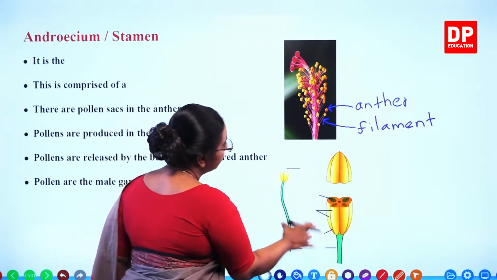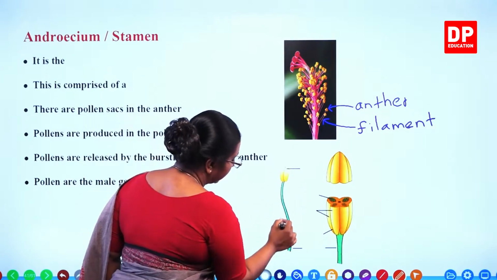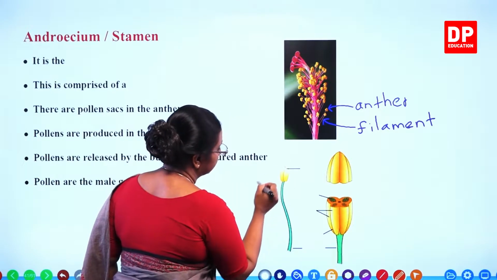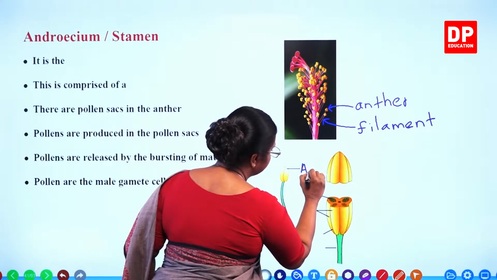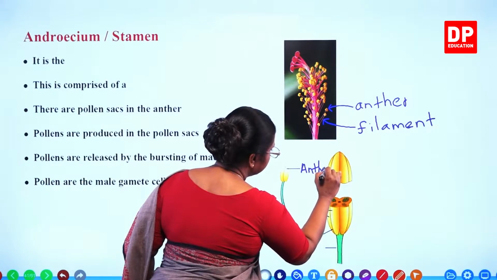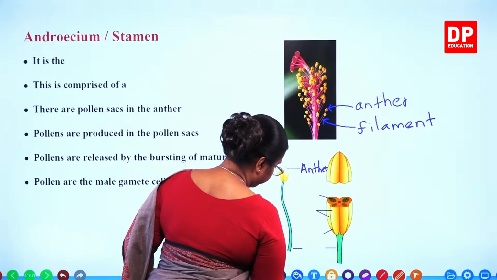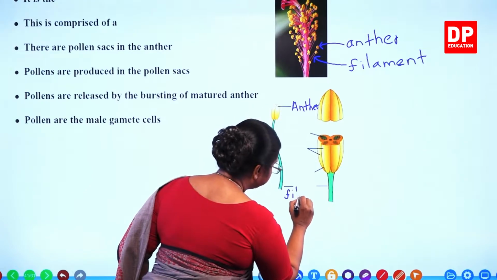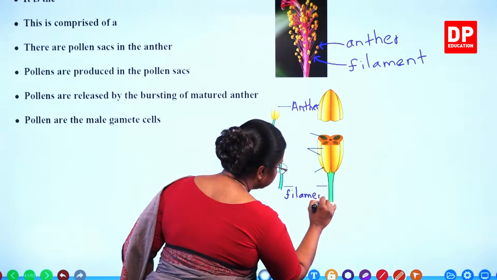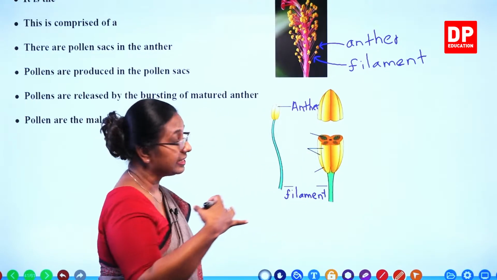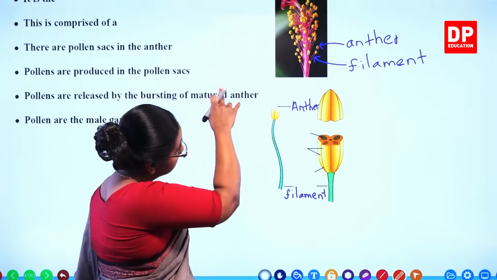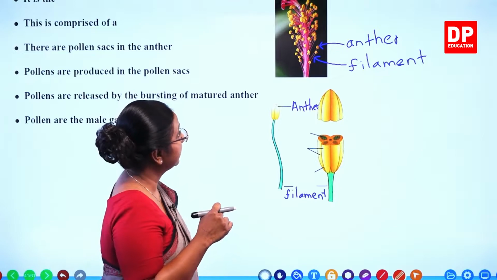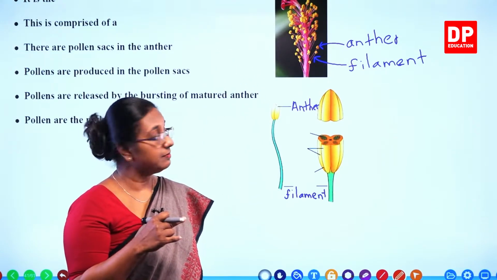If we look at the structure here, again you can see this is the filament, this is the anther. Filament is the one that attaches the anther to the, here of course it is the style. Above that you can see the stigma there.